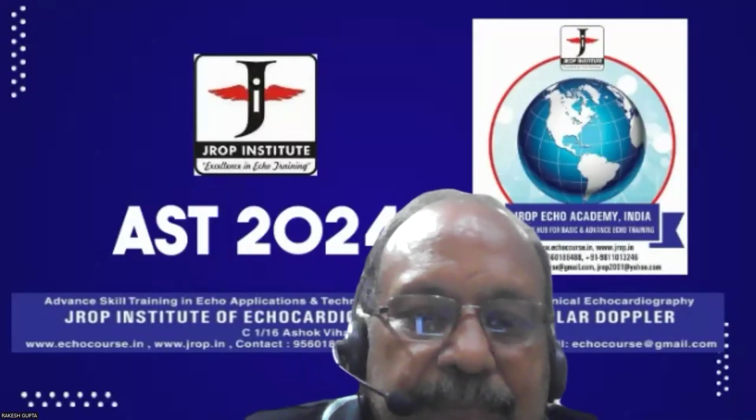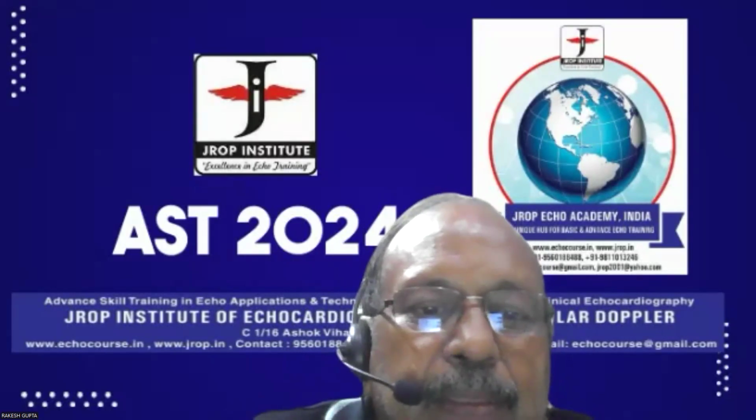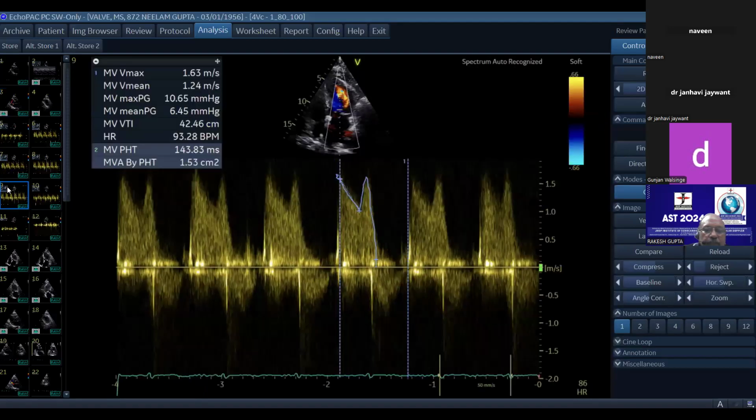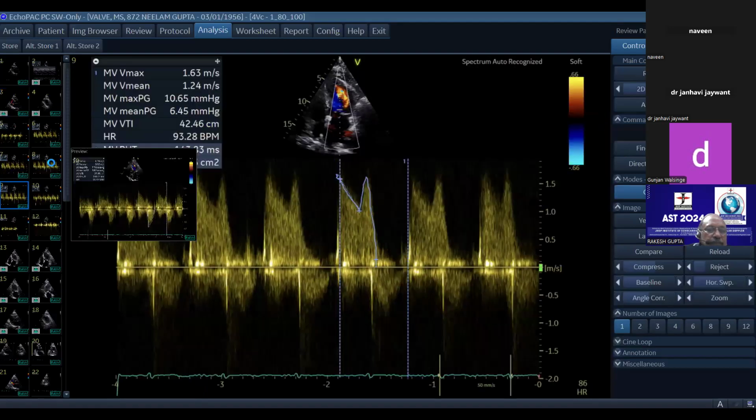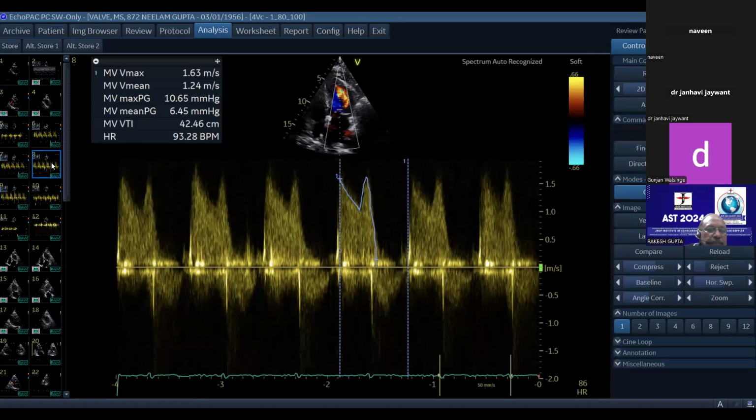Wait a minute. So show in that graph the calculation of VTI in severe AR, actually show by the cursor.